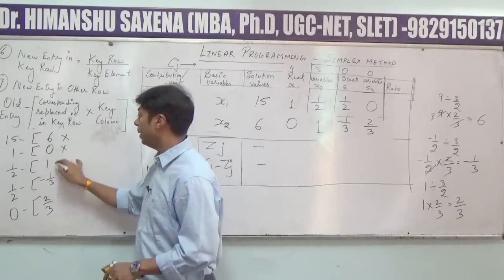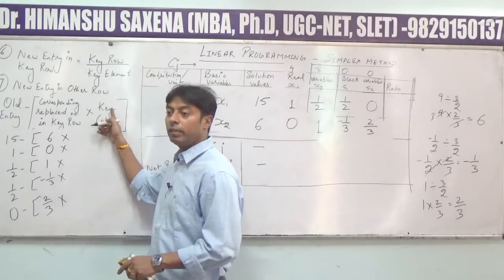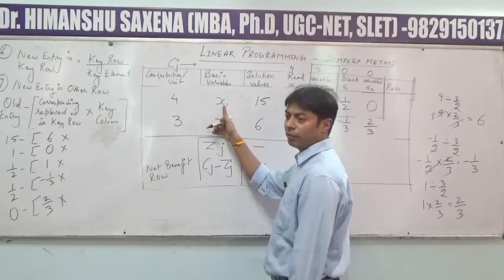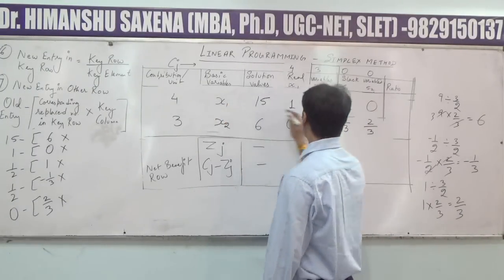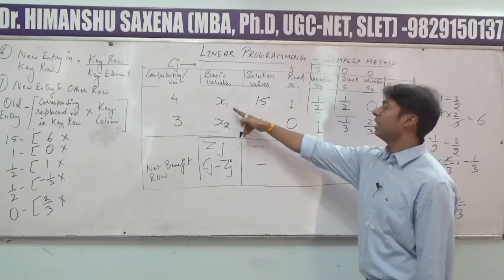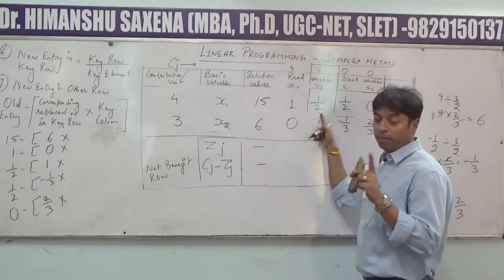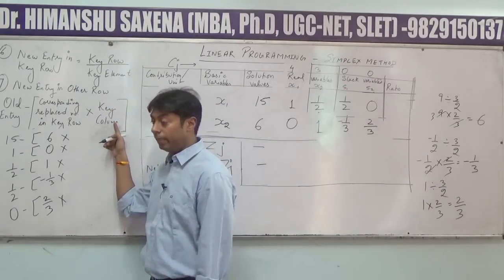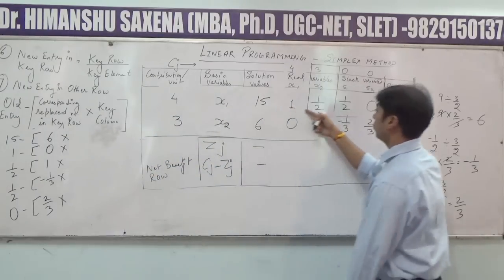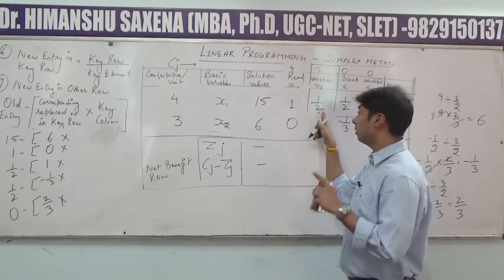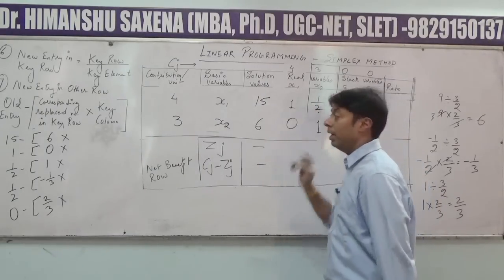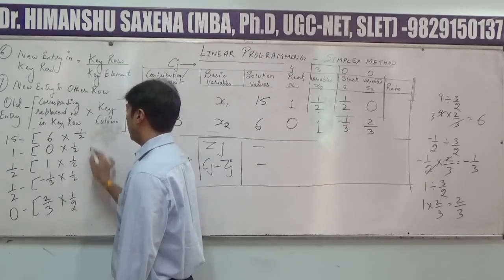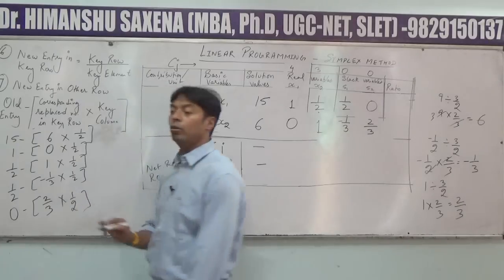Now we have to multiply all these values by a common key column element. Now we are changing this row which is x1. Right? Now for x1 we have to take the element which is lying in front of it as far as the key column is concerned. The formula says you have to multiply by the key column element. Now we are changing this row, so the element which exists in this row as far as the key column is concerned is 1 by 2. So we have to multiply all the values by this element, that is 1 by 2.